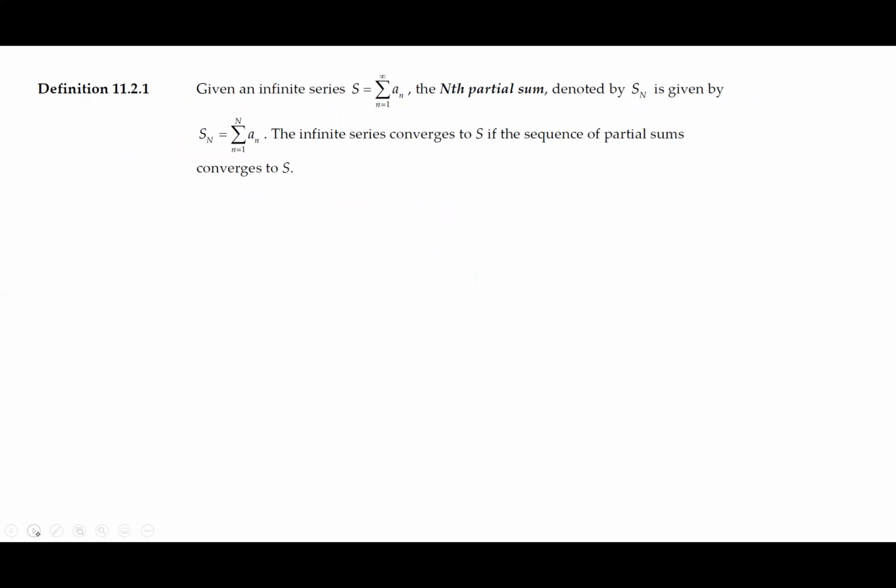But first, let's get some terminology out of the way. Given an infinite series, where you're adding infinitely many terms, we can talk about partial sums denoted by S subscript n, which says instead of adding from 1 to infinity, add from 1 to n. And the series will converge if the sequence of partial sums converges to S. So notice that the partial sums form a sequence.